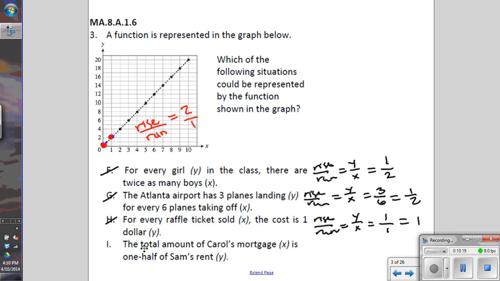So now, by process of elimination, we already know the answer. But you're going to have to pay very close attention to understand why this final answer is the answer, based solely off of mathematical terms. So this answer choice I says the total amount of Carol's mortgage X is 1/2 of Sam's rent. So there's a relationship here that says that X is 1/2 of Y.